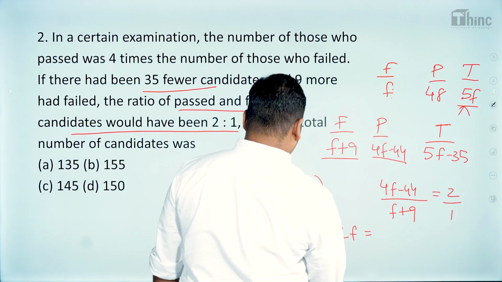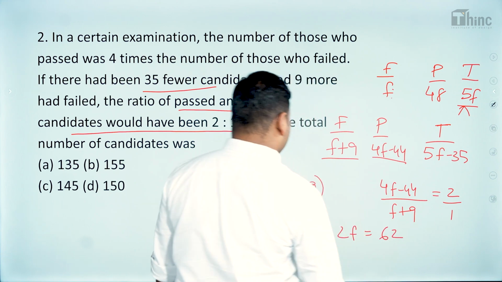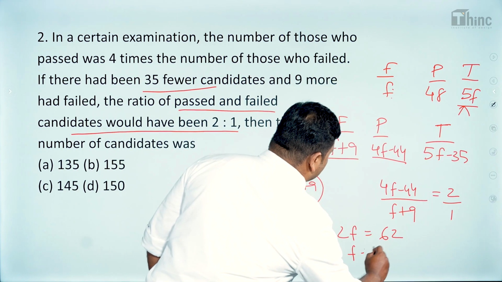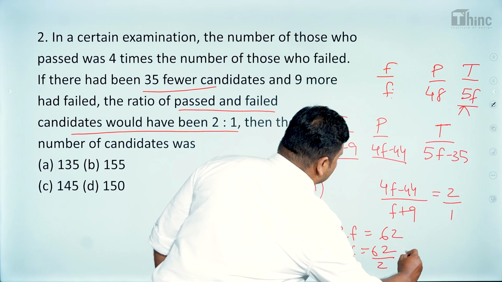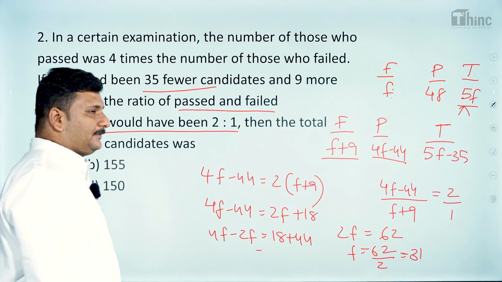When you do 18 plus 44, what will we get? 8 plus 4 is 12. 4 plus 1 plus 1, which is 6. So 2F equals 62. So what is F? It is 62 by 2, which is nothing but 31. So the value of F is 31. That much is what we found out.